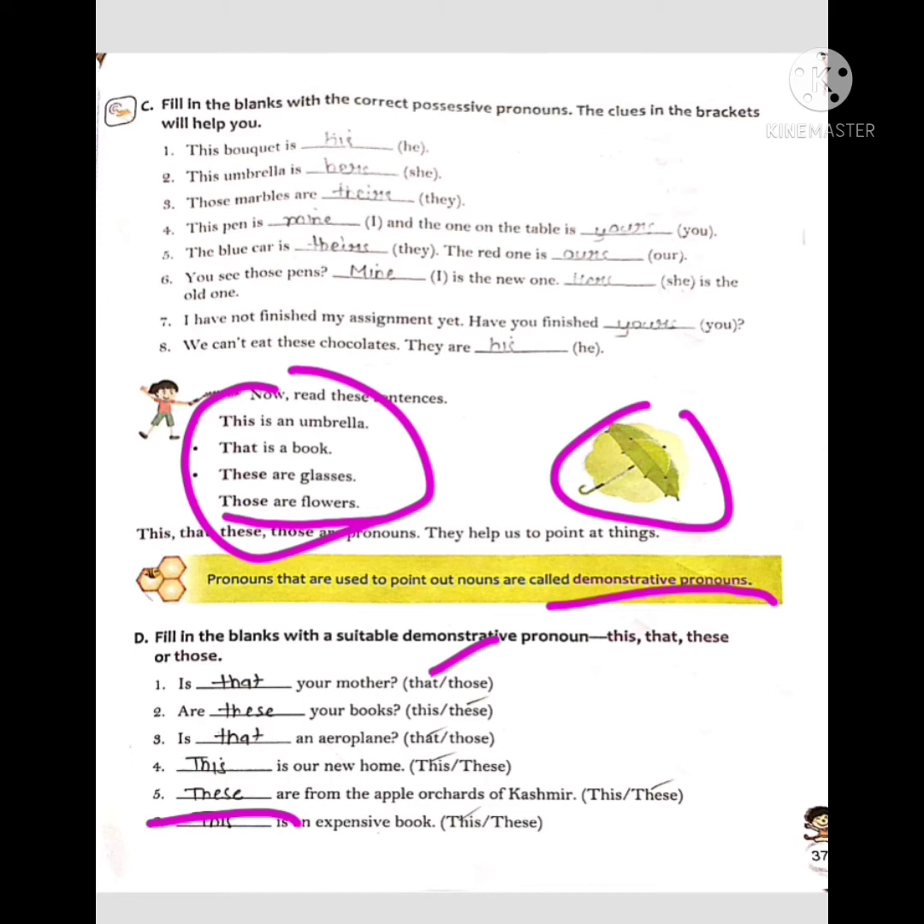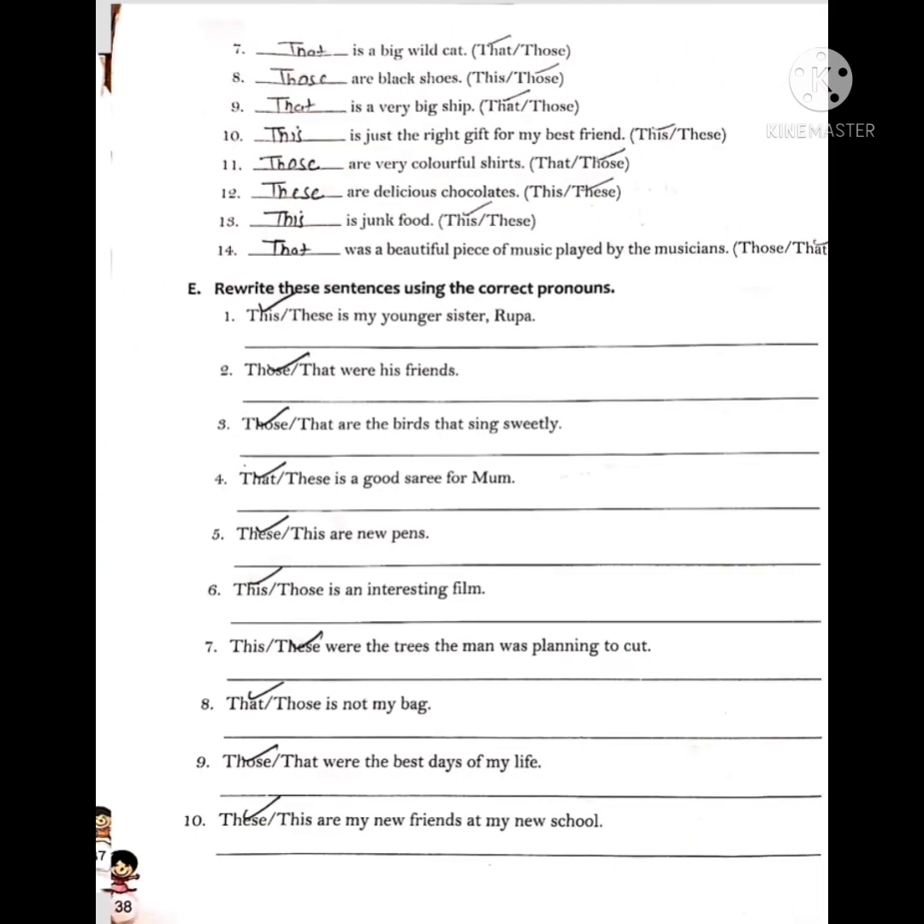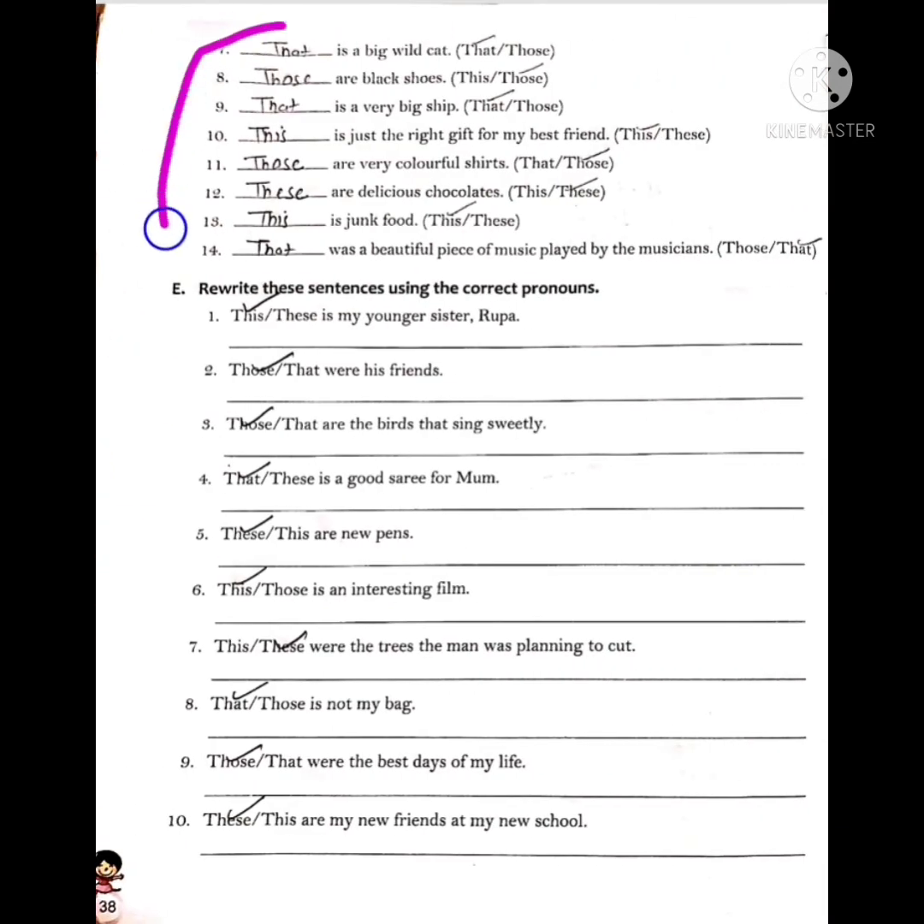These dash are apple orchards of Kashmir. Now are is used here, and are is used for the plural words. Now we write here these. See the sixth one, dash is an expensive book, and an expensive book is singular, so that's why we have used that here. So remember this, these and those are used for the plural, and this and that are used for the singular. Okay. See the next page.